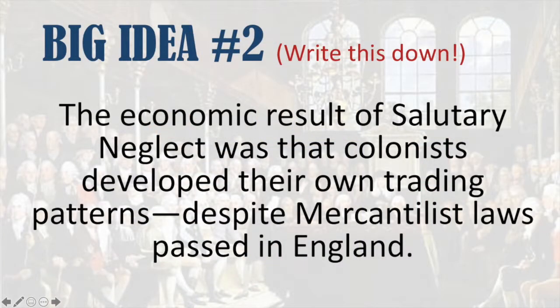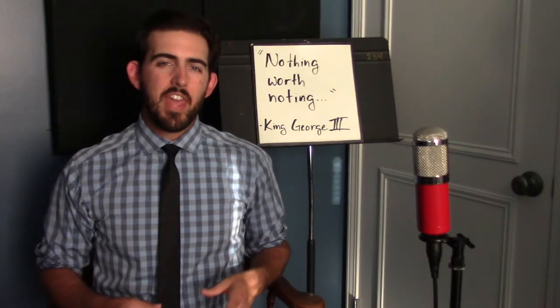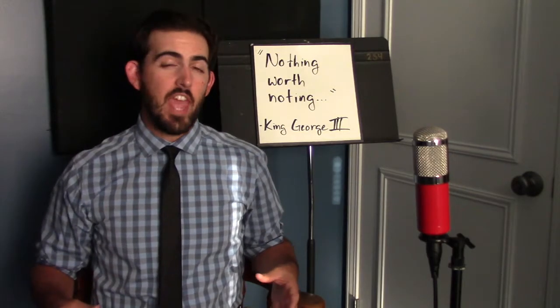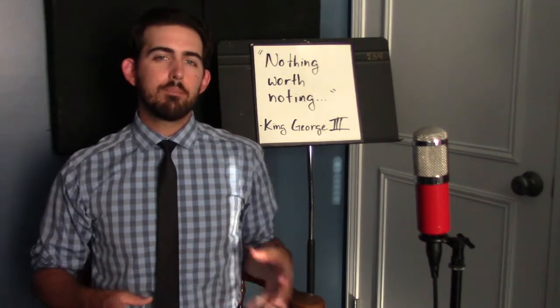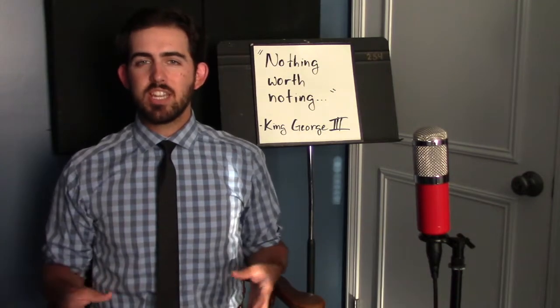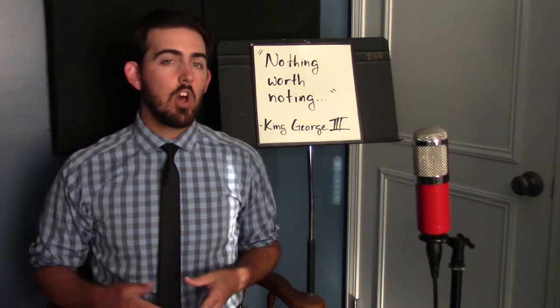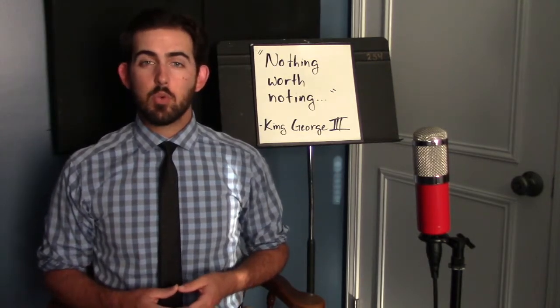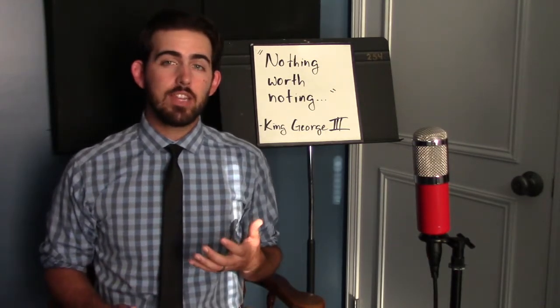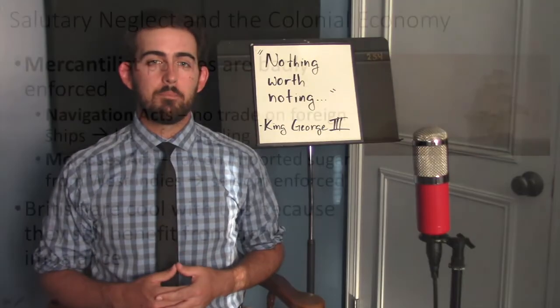This is our second big idea. The economic result of salutary neglect was that colonists developed their own trade patterns, despite mercantilist laws passed in England. Remember, the economic system that dominated the age of exploration was known as mercantilism. In a mercantilist economy, all of a colony's trade is supposed to take place with the mother country. In this way, the mother country benefits from an inherently unequal trading relationship.